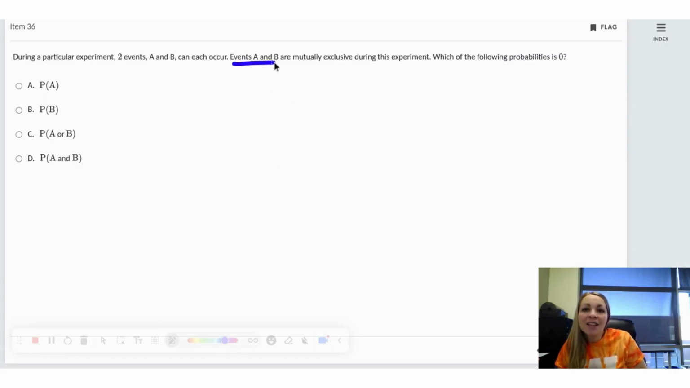Events A and B are mutually exclusive. That means that they can't both occur at the same time. We need to understand this language here. An or statement means either A or B happens, and an and statement means they both happen. So because these are mutually exclusive, it can't be option D, the probability of A and B.